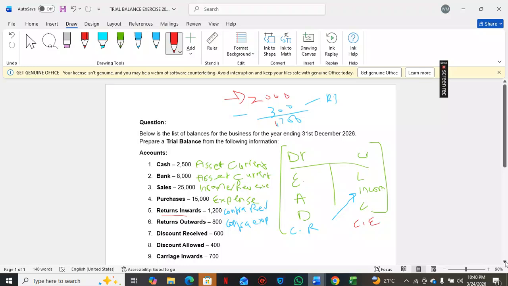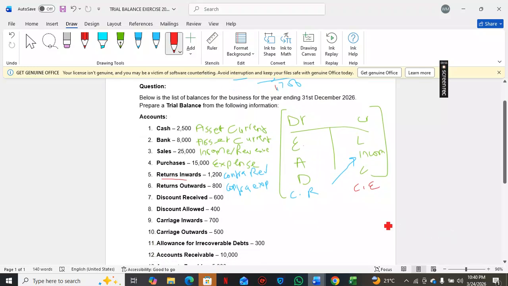Discount received. Discount received is an income. Yes, considered as an income. Okay. Can you explain what it is so that the others can follow?